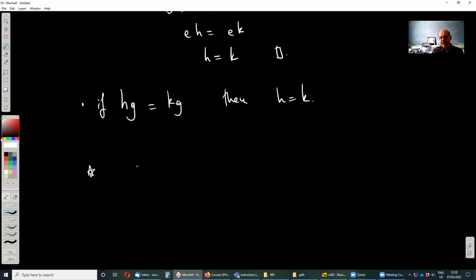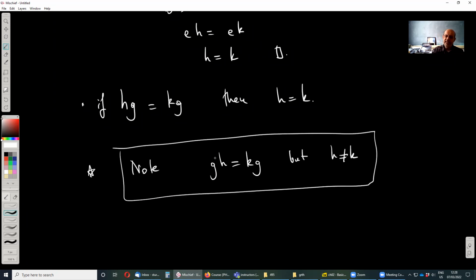Obviously, we don't have this, right? Note, it is possible that GH might be equal to KG, but H is different than K. So if the same element appears on the left-hand side in here, and on the right-hand side on the other part, I don't know how to express this, but you cannot cancel these two, right? You cannot have cancellation in here. So this is something that you have to be careful with.